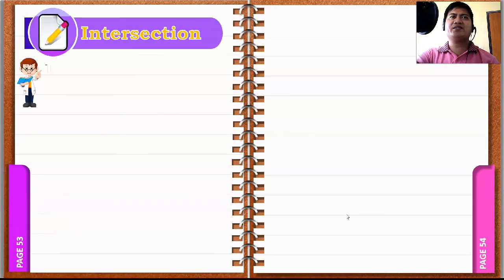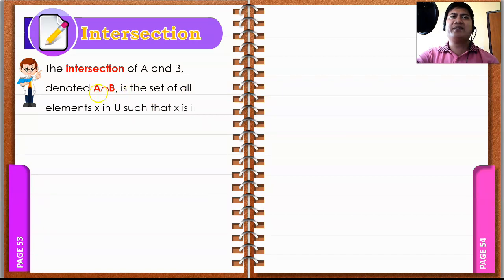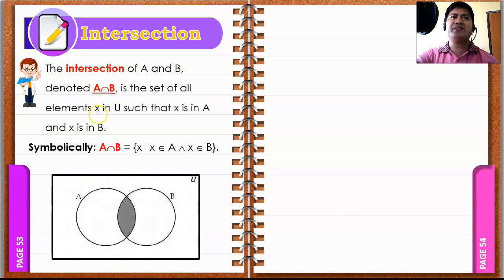For the intersection of sets, the intersection of A and B is denoted by this symbol. A intersection B is the set of all elements X in the universal set such that X is in A and X is in B. The difference is that in the union, we have X is in A or X is in B. This time, X is in A and X also should be found in B. So this will be the shaded part. In short, those elements that are common to both A and B are the intersection of A and B.